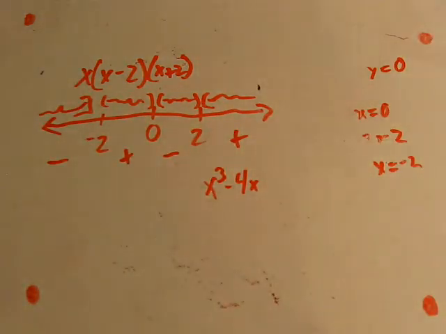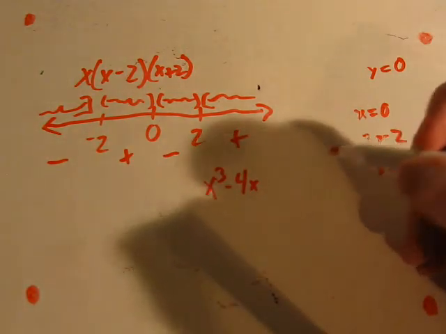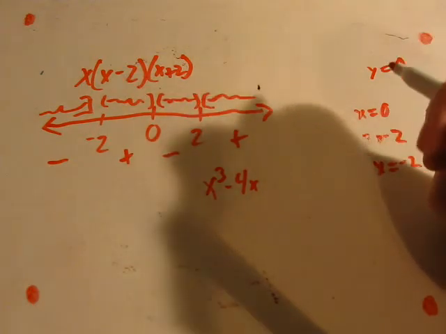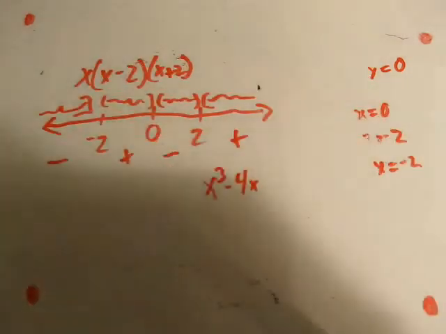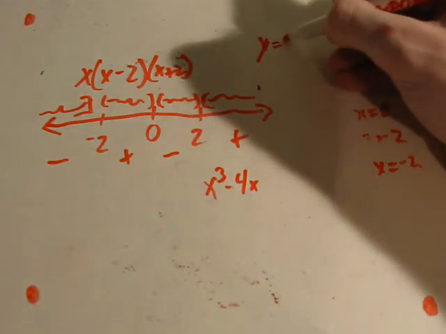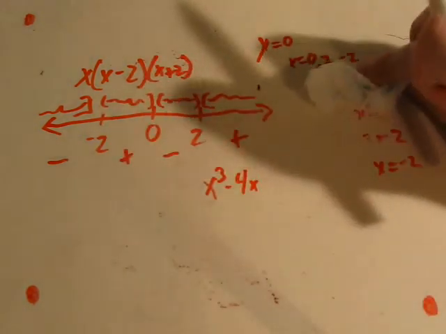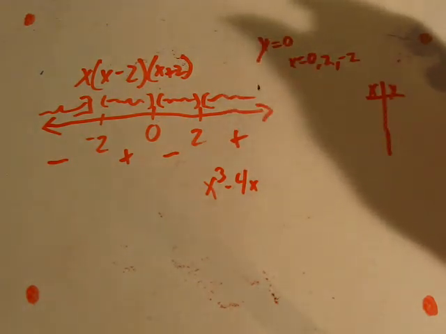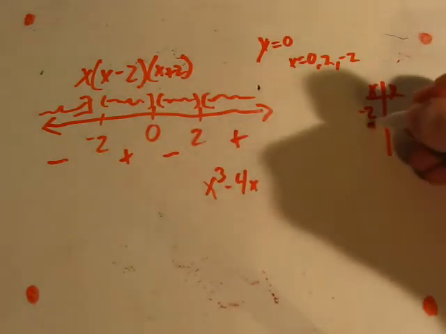X cubed minus 4x. Let's plug in a few values for that and see what we get for our y-axis, and then we'll graph those points and then draw our line. It's going to be a smallish line, but let's see. Here, I'll just use this space, x and y. Let's graph 4 points. How about -2, 0, 1, and 2?